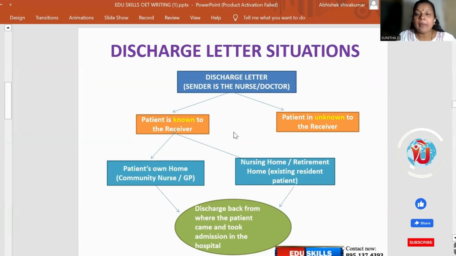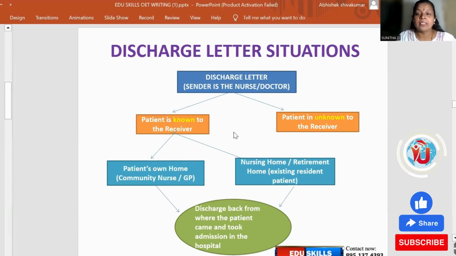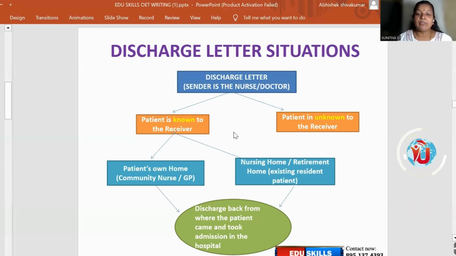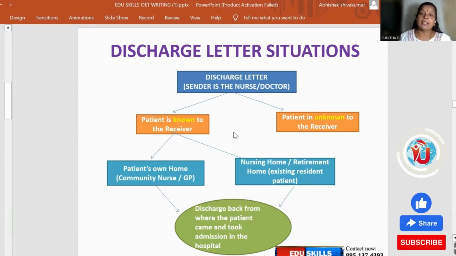Then they are going back to the previous place or existing place after the intervention, conservative management, surgery or whatever it is. It means discharge back to where the patient came from before admission to the hospital. Such a condition is known to the receiver.